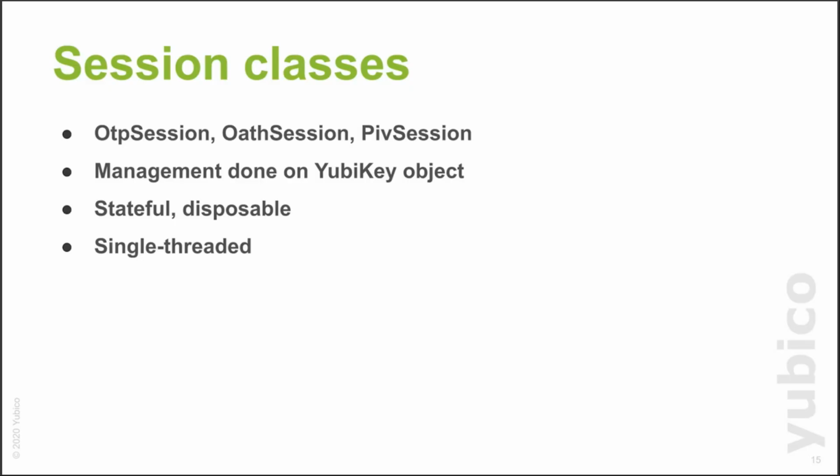But first, a quick recap. Session classes are what is used to interact with the applications on a YubiKey. In the first version of the SDK, there will be support for OTP, auth, and piv. The session classes are located in their respective namespaces. Simply new up a session, passing the YubiKey device instance you wish to connect to. Management operations, such as editing the global configuration of a YubiKey, are done on the YubiKey device object itself.